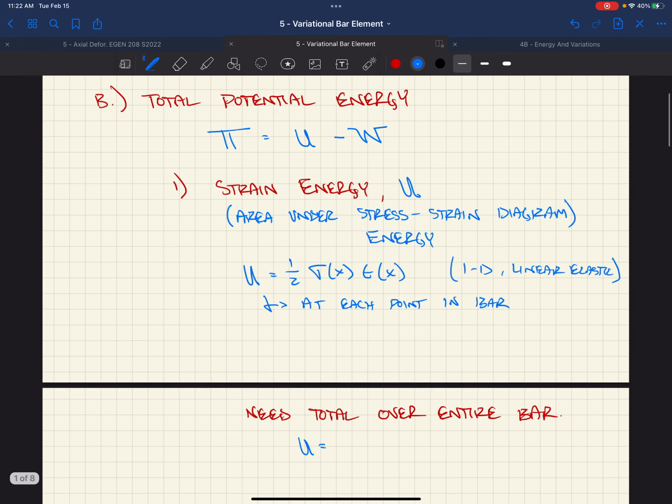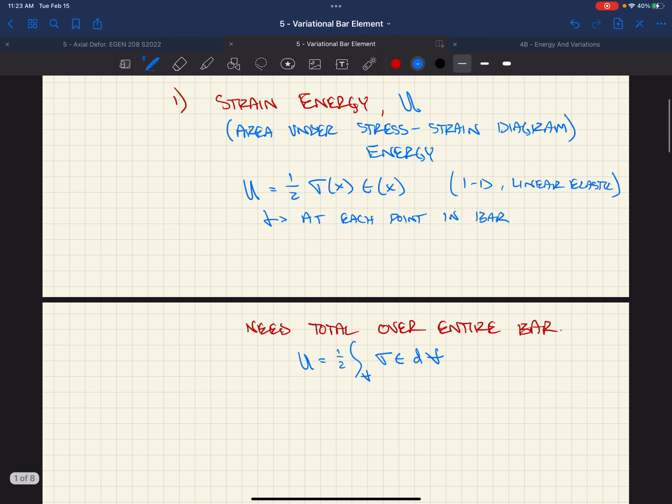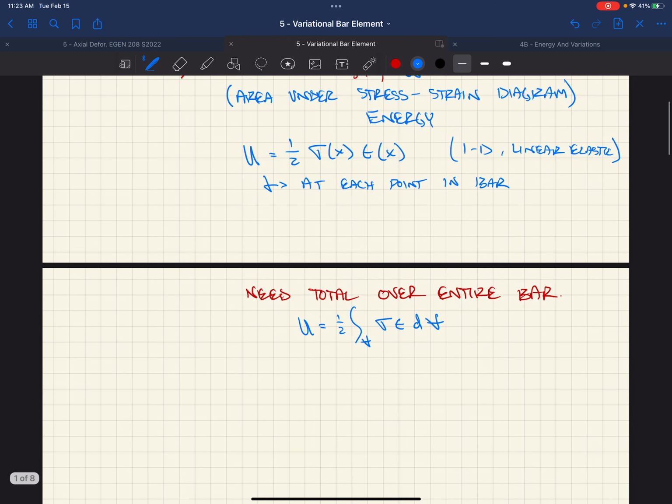So if we want the total over the whole system, we're going to pull the 1/2 out. The integral over the volume of the stress times the strain. Well, the volume is really the change over the x, y, and z coordinate directions, dx, dy, dz, or dy, dz, dx. It's up to you.